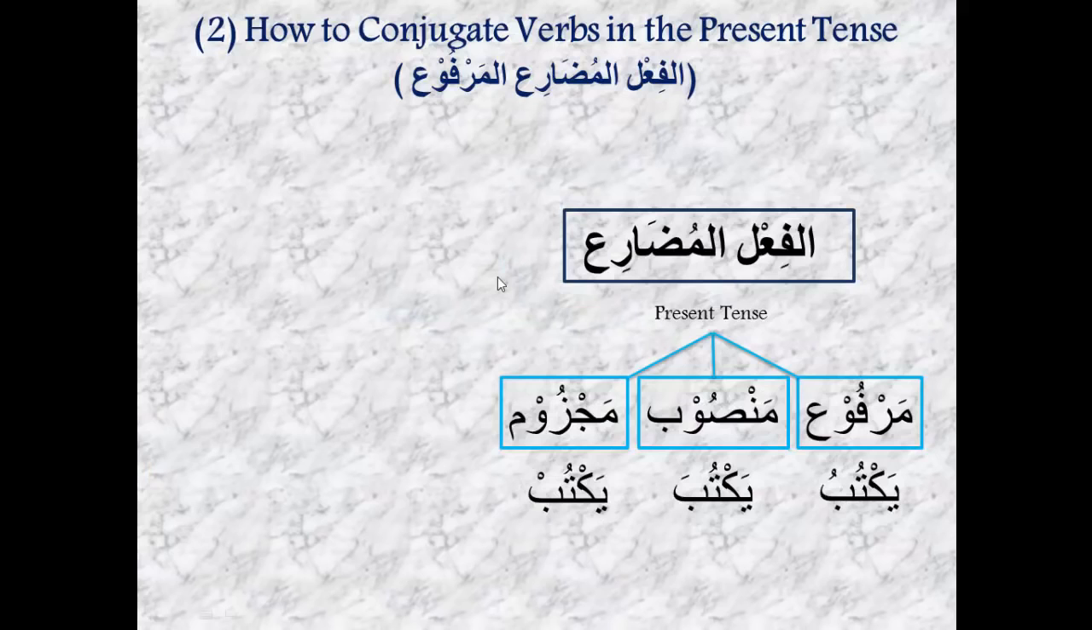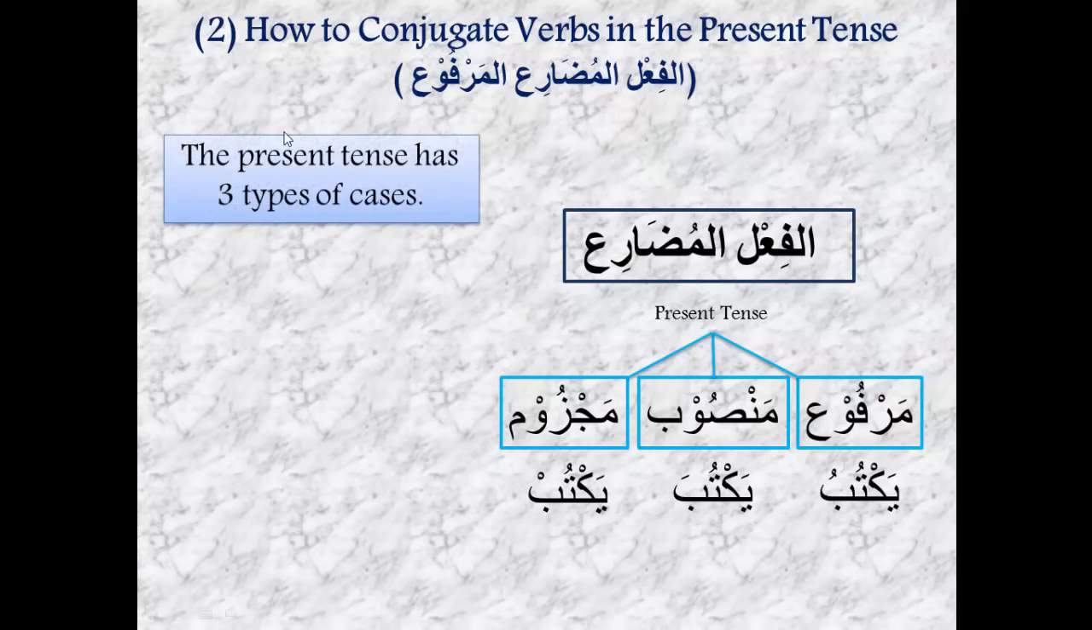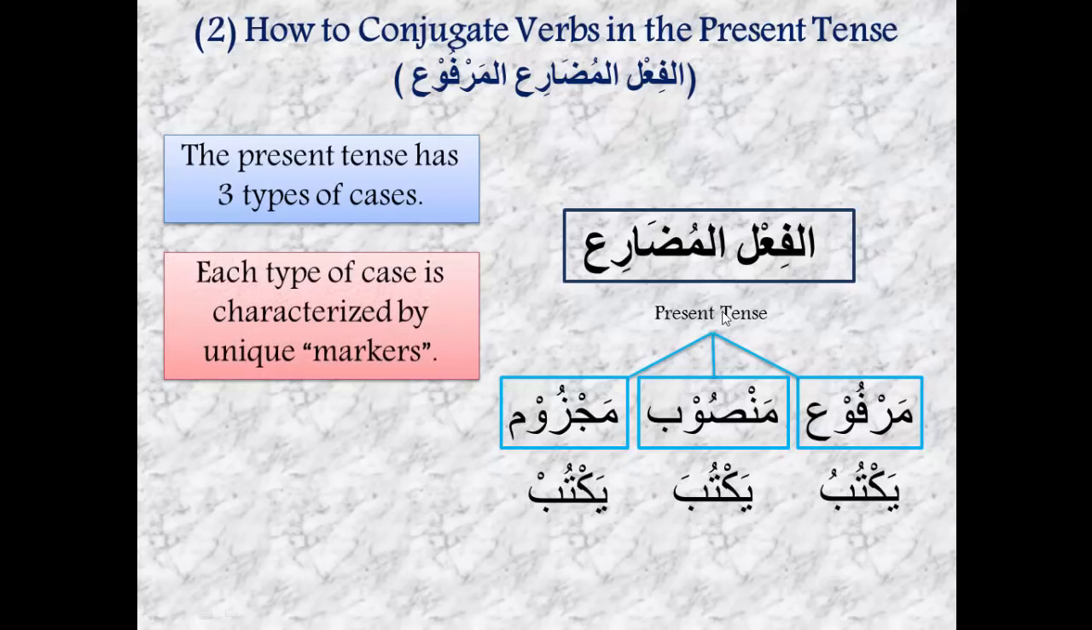So here we have it again. We have al-fi'l al-mudari', the present tense, broken down into its 3 major classes or types of cases. We have the marfu', the mansub, and the majzoom. One more concept I want to introduce before we dive into the conjugation rules for the marfu' case, and that is the concept of markers. Each type of case in Arabic is characterized by unique markers.